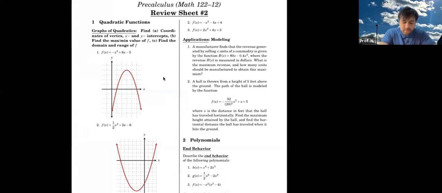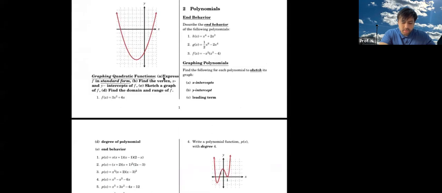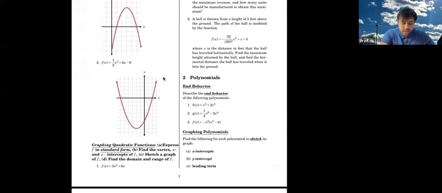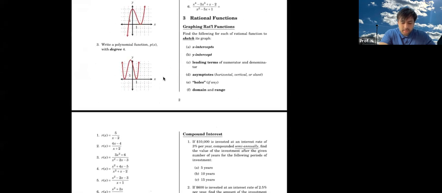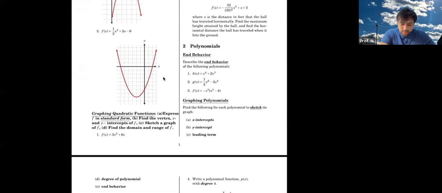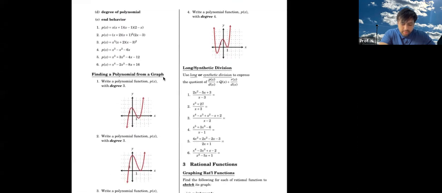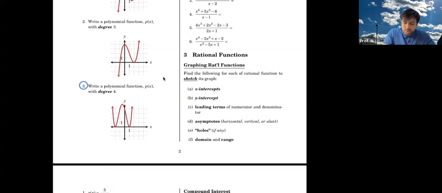Number 3, Natalia, from what section? Number 3 in quadratic functions, or number 3 on finding polynomials from a graph. Okay. Finding polynomials from a graph. Oh, this one. All right, so I'm gonna circle this one. Okay, so I want to go over how to do this.